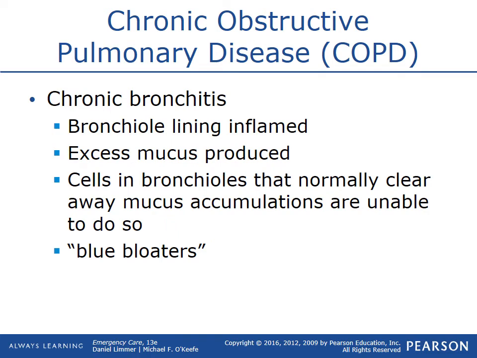Chronic bronchitis is just the bronchioles being chronically inflamed, and when that happens, there's excess mucus produced. So these patients will be coughing, hacking all the time, because the cells that are usually in there to clear away the mucus are unable to do so. These patients are considered blue bloaters, as they will appear a little bit bigger. They'll have a big barreled chest where the lung tissues are gradually inflating, and they're normally hypoxic. So that's why they're called blue bloaters.